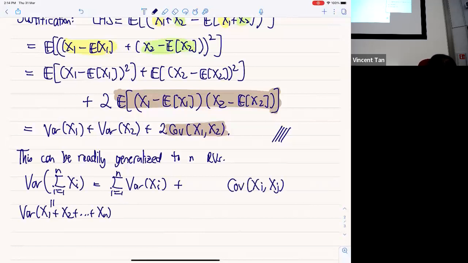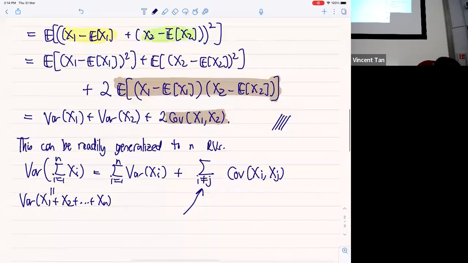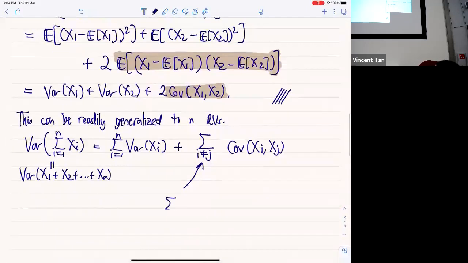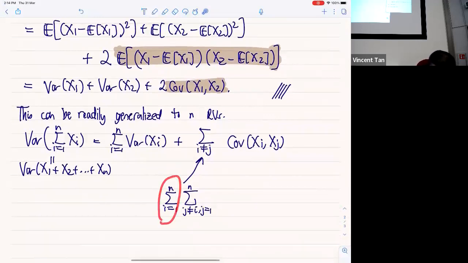But the xi, xj are only those i's and j's that are not the same. So by this notation here, what we mean is we sum over all possible values of i, then we sum over all possible values of j that are not equal to i, but j runs from 1 to n. Okay, that's the meaning of this notation. It can be a little bit ambiguous, okay, in mathematics. But that's what we mean. We look at all possible values of i, then we go over all possible values of j, but we skip i. Okay, that's the covariance sum.